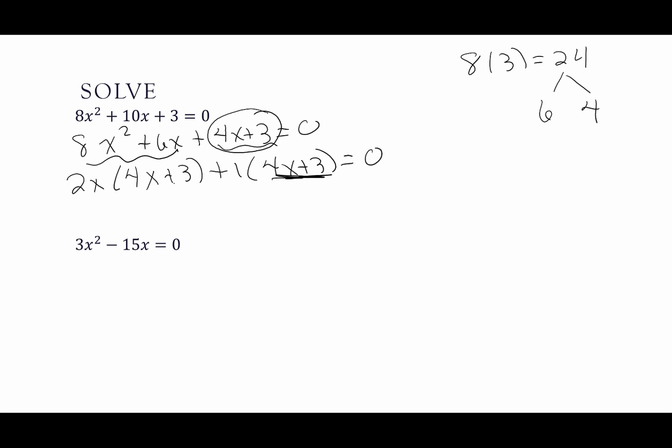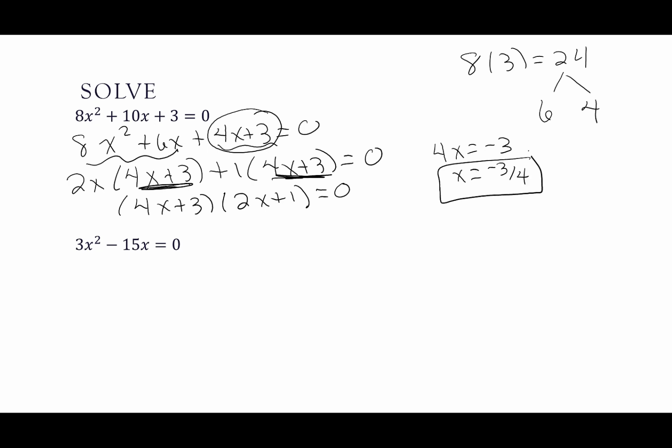Now I have 4x plus 3 and 4x plus 3. We kind of expected that. We take the 4x plus 3 out, and I get 2x plus 1. So I say 4x is negative 3, x is negative 3 over 4, there's solution 1. 2x is negative 1, x is negative 1/2, there is solution 2.